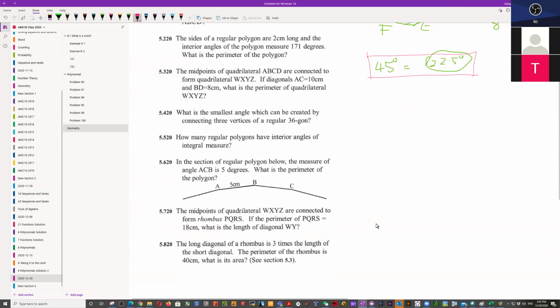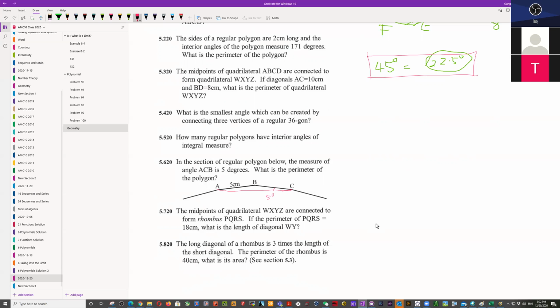Let's just do one more problem, showing the benefit of using the exterior angle instead of the interior. So this one is in the section of regular polygon. Find the measure of the angle ACB. So ACB is 5 degrees. So this is a tiny degree, 5 degrees. And this is 5 centimeters. What is the perimeter of this polygon?